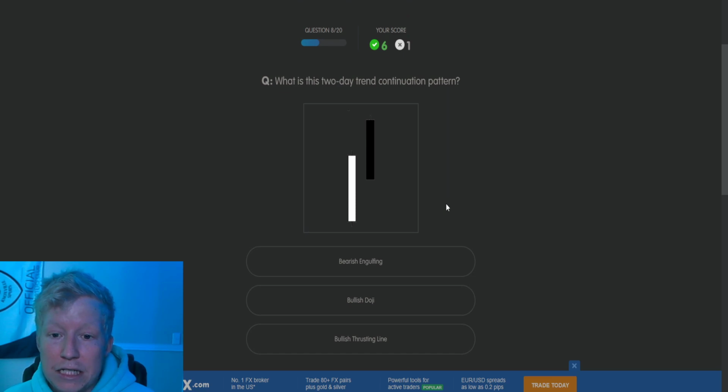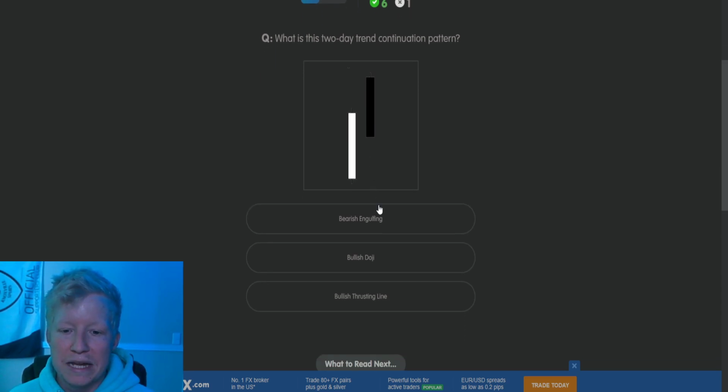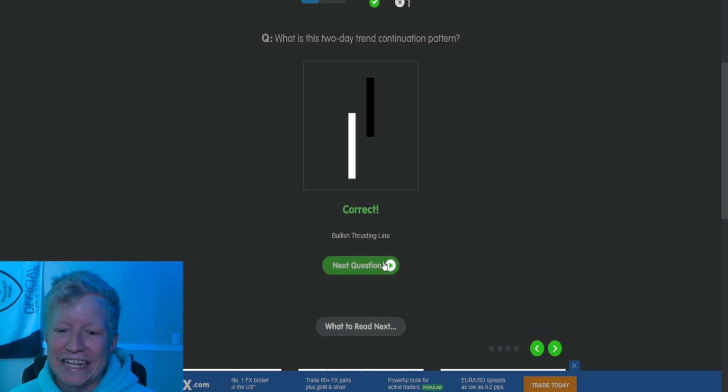Okay. What is this 2-day trend continuation pattern? It's not an engulfing candle because it's not taking over this entire bar. It's not a doji. I don't know what a bullish thrusting line is, but I'm quite confident that it's neither one of these two. I don't do 2-day trend continuation. Other than engulfing candles, I don't really do 2-day pattern plays like this. I'm usually waiting for the 3rd day for my confirmation. So this is all kind of new to me too, but pretty sure it's not engulfing, pretty sure it's not a doji, so I'm going to guess whatever this bullish thrusting line is, and that is correct.